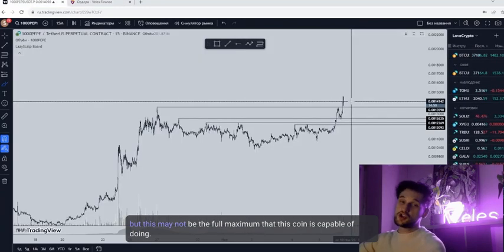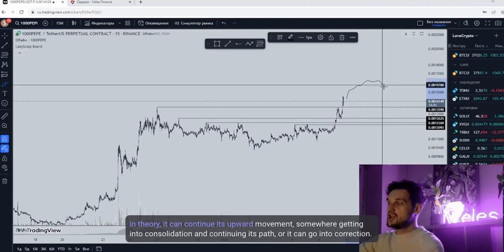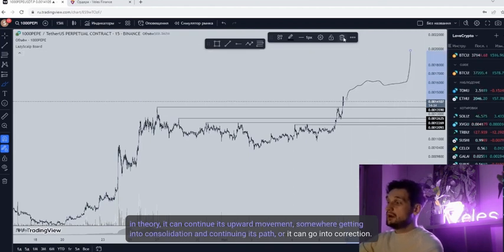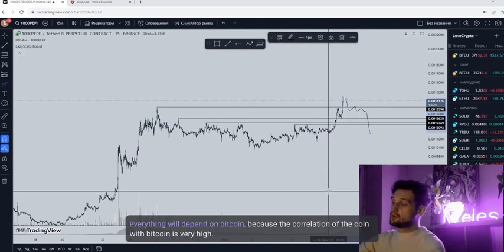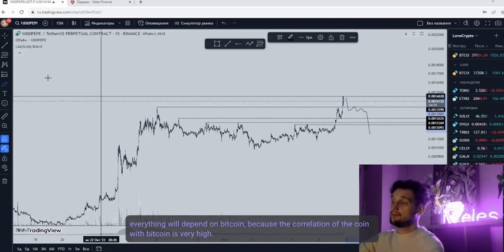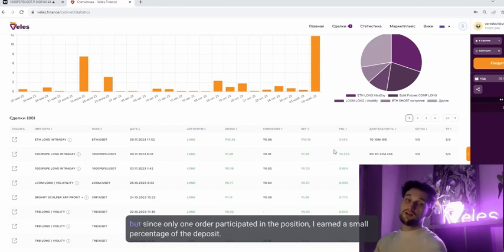But this may not be the full maximum that this coin is capable of doing. In theory, it can continue its upward movement, somewhere getting into consolidation and continuing its path, or it can go into correction. Everything will depend on Bitcoin, because the correlation of the coin with Bitcoin is very high. Nevertheless, as I said, all 5 take profits were executed in the transaction. But since only 1 order participated in the position, I earned a small percentage of the deposit.